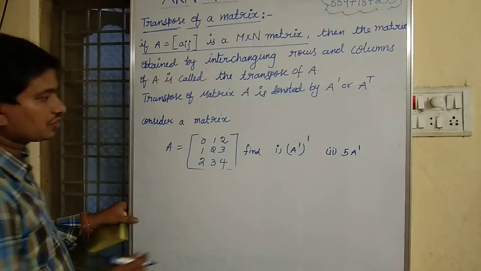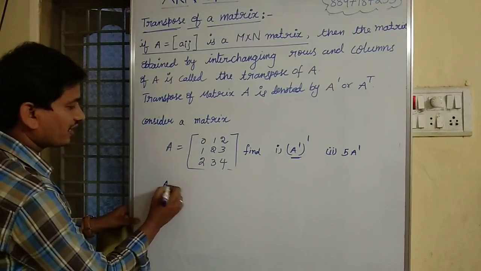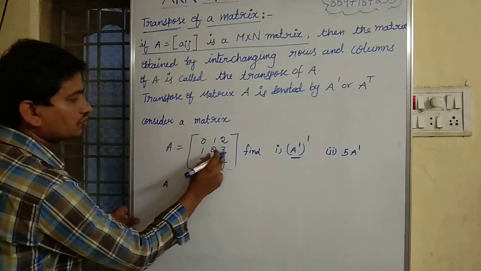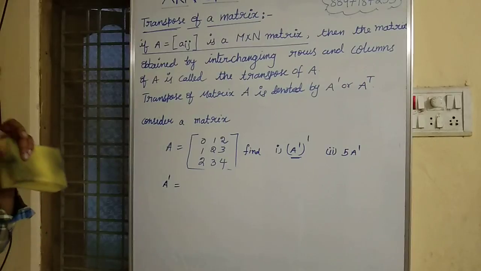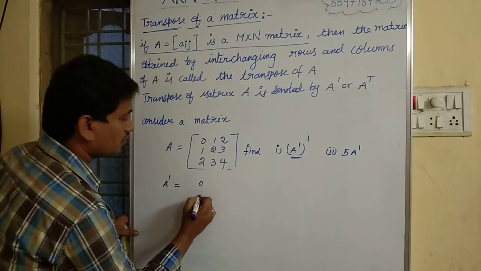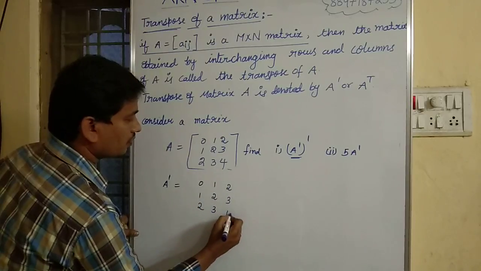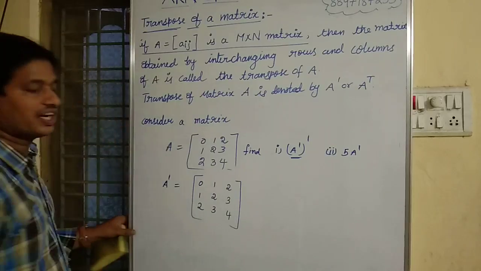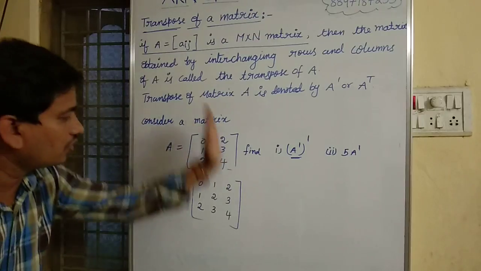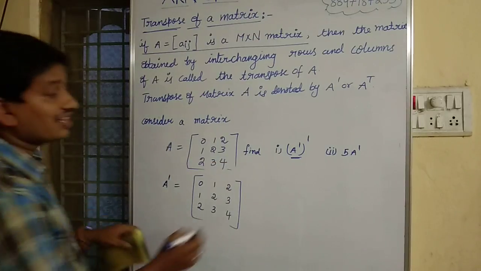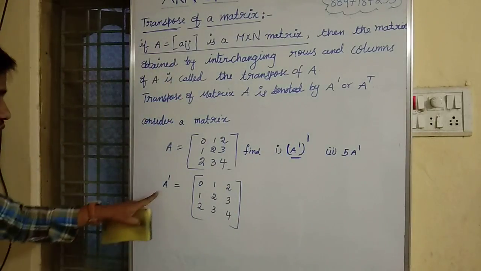Okay, children. For the first question they are asking to find A dash whole dash. So A is given as 0, 1, 2, 1, 2, 3, 2, 3, 4. Let us find A dash. A dash means rows will become columns: 0, 1, 2, 1, 2, 3, 2, 3, 4. This is our A dash. Rows will become columns: 1, 2, 3, 1, 2, 3, 2, 3, 4. And they are asking to find A dash whole dash. Again we need to transpose A dash, children.